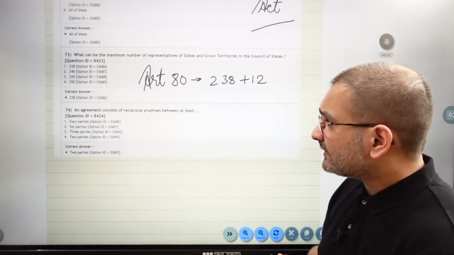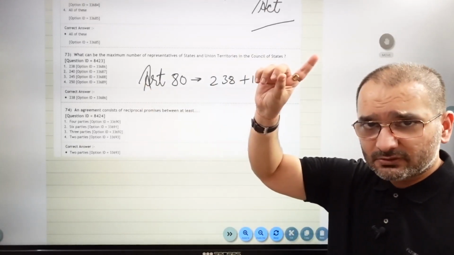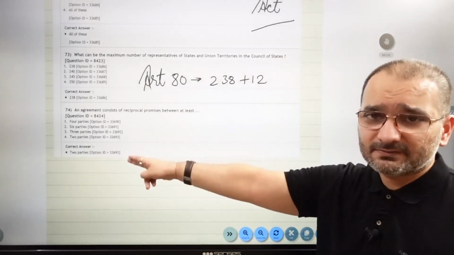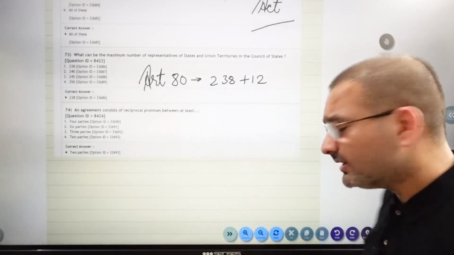Now, an agreement consists of reciprocal promises between at least, well, two parties. If you go through Section 2 of the Contract Act, you will find the answer there. This is pretty much, again, a very simple question if you have gone through the Contract Act.